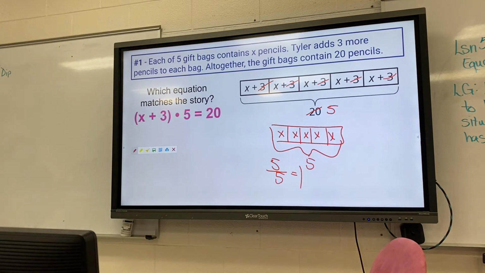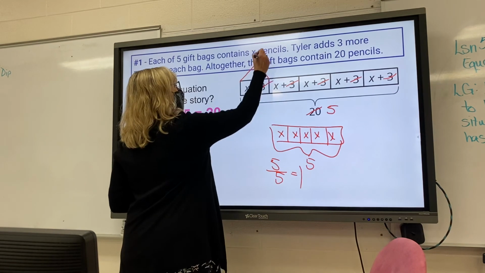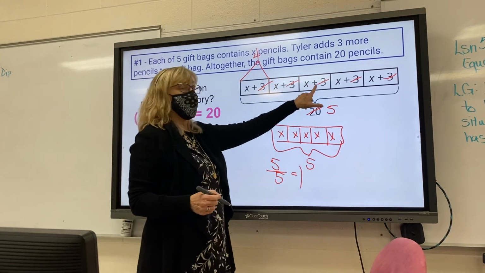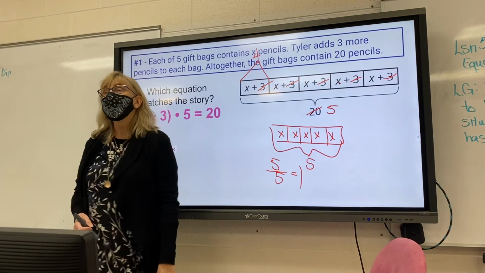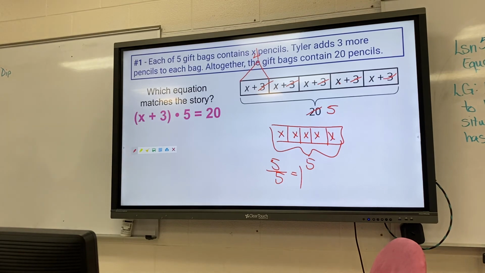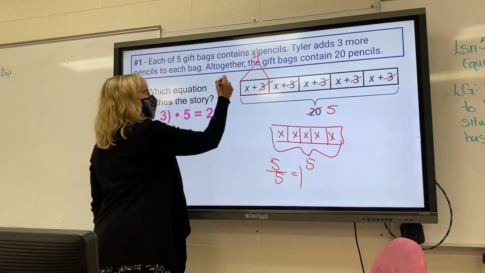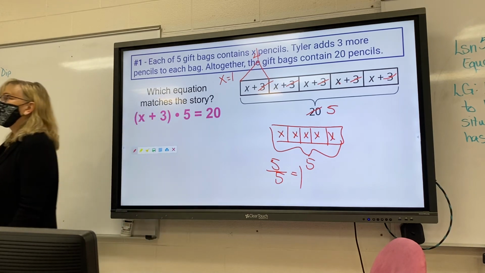Okay. Is there another way to solve it? Do you see 5 boxes? Does each box have the same thing inside it? So could I take that 20 and divide it by 5 to find out what 1 box was worth? What is 20 divided by 5? 4, so that means this box is worth 4. This one's going to be worth 4, this one, and this one. So something plus 3 is going to equal 4. What is that? 4 minus 3 equals 1. So once again, we get x equals 1.